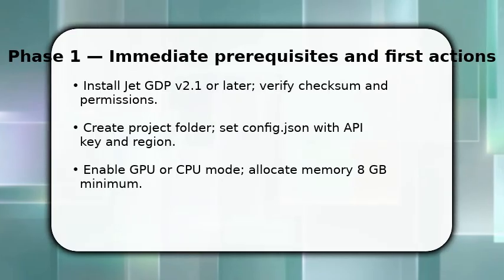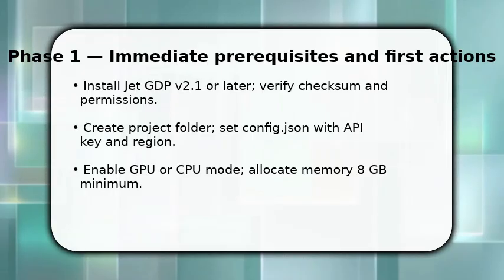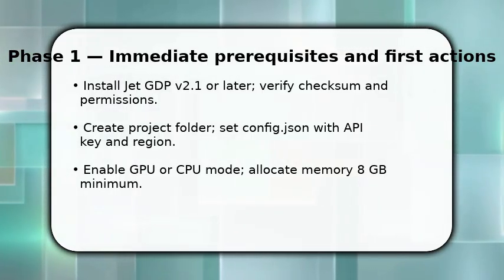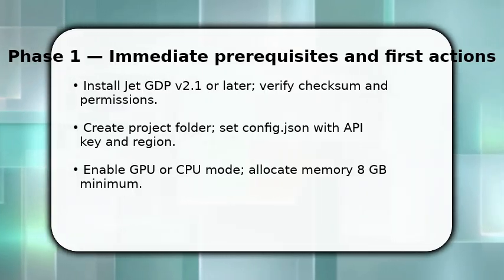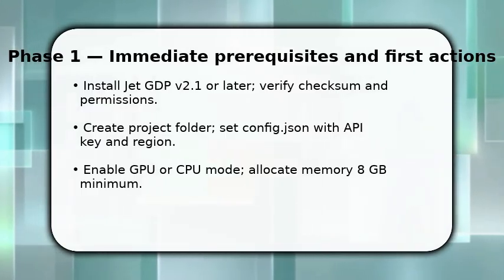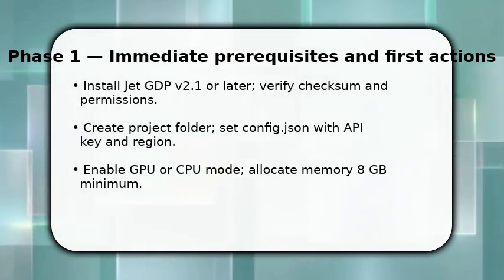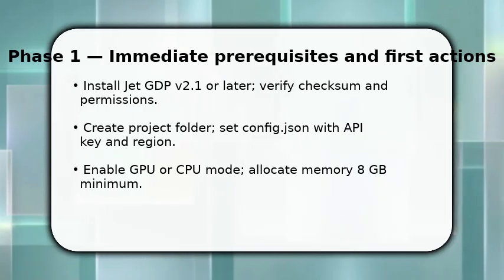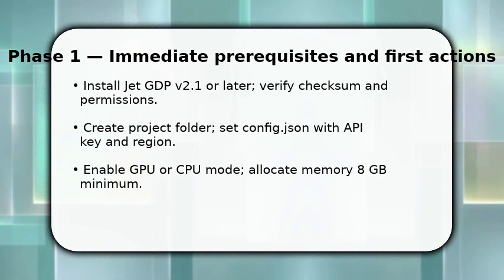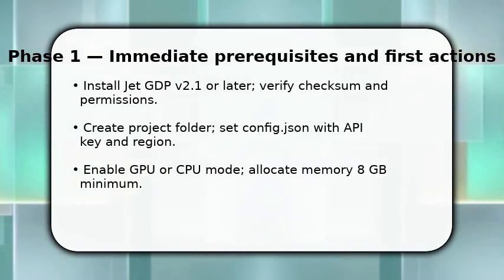You start by confirming prerequisites: Jet GDP v2.1 installed, API key ready, and 8 GB RAM available. Once done, create your project folder and drop a minimal config JSON file that lists the API key, region, and compute mode. Make sure to enable GPU mode if you have a supported card. It speeds processing drastically. Then open the CLI and run jet init within the folder. This generates environment files and links the local workspace to the Jet GDP runtime so you can proceed.